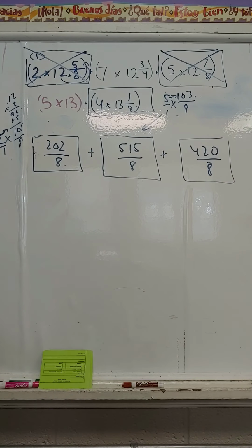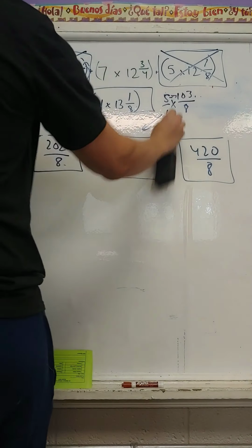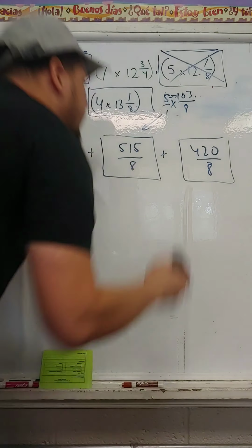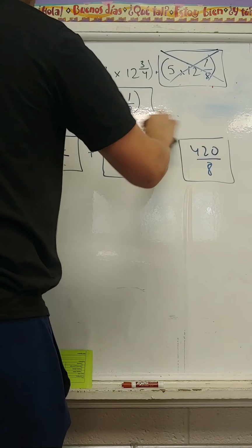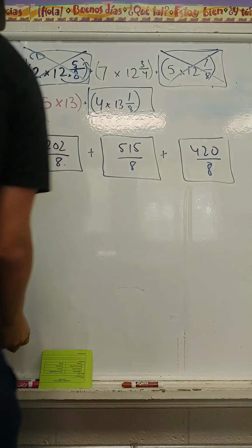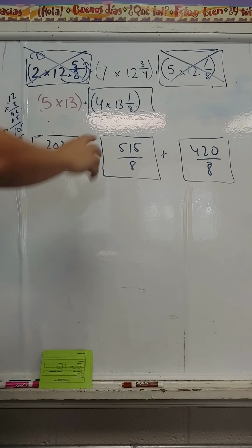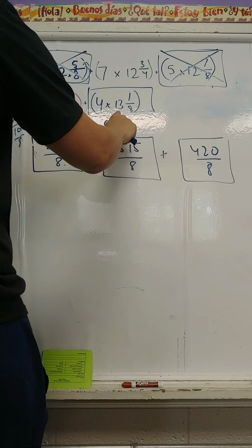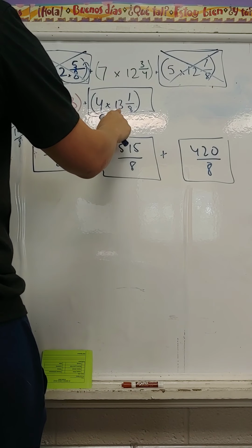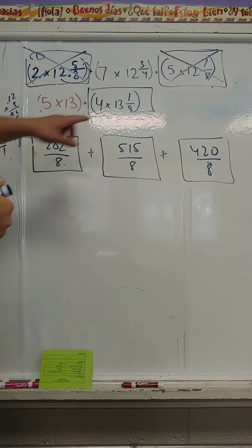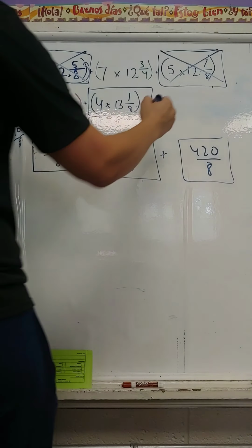Okay, my third remaining part. Pause the video anytime you need. I'm going to clear out space so it doesn't look so messy. This is what you guys do as well. For this third part, same thing. Whole number times denominator plus numerator. I haven't done this multiplication yet, so I need to.